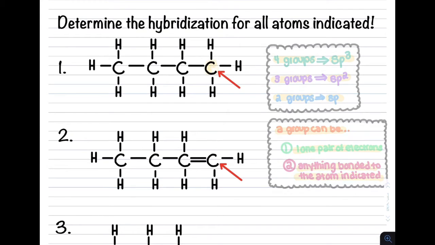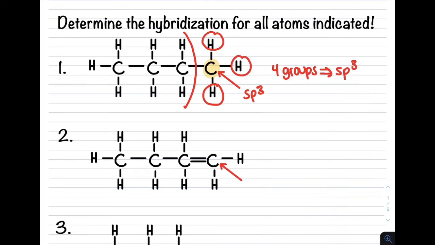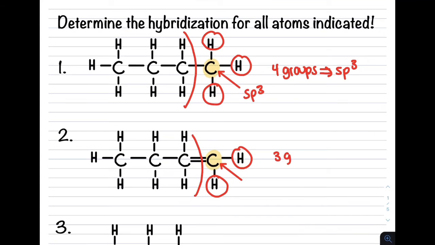So for the first question, this carbon, which is the atom being indicated, doesn't have any lone pairs, but it is bonded to 1, 2, 3, 4 things. And each one of those things is a group. So 4 groups, that gives us sp3. Now for the second question, it's very similar. The carbon indicated has no lone pairs, but it is bonded to 1, 2, 3 things. So there are 3 groups, that gives us sp2.